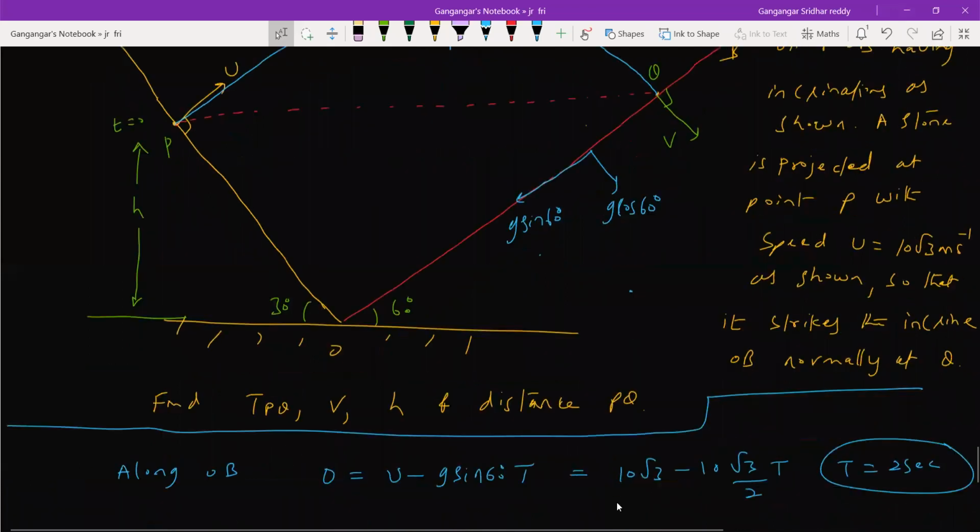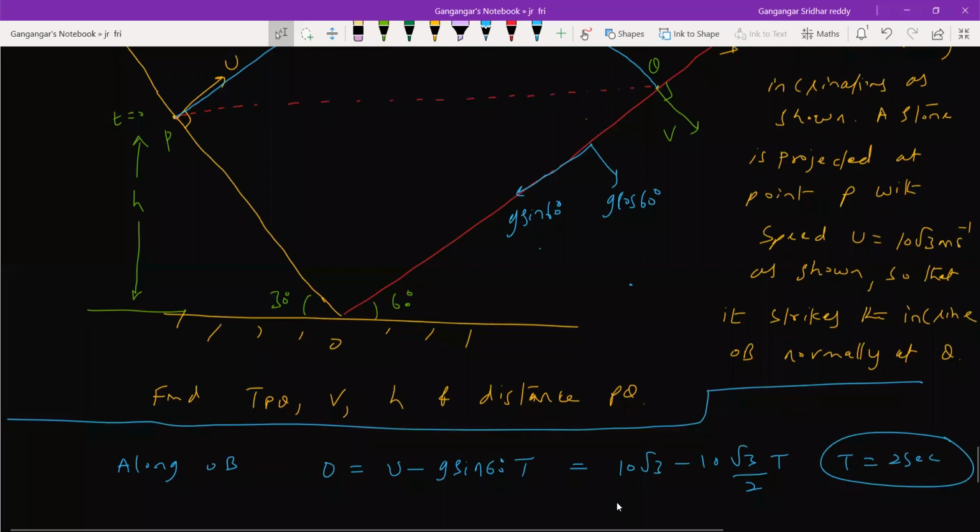Okay, fine. So once we get the time of flight, what is the other thing? He is asking to get the value of V. How to get the value of V? What type of motion will it describe along OB? Retarding motion. Along AO, because of g cos 60 degree, it will accelerate, no? Please make an observation here. Look at the point P now. When it moves from P to Q, how will g cos 60 act? It will act along AO or along PO. So because of g cos 60, it will accelerate. And finally, when it strikes the inclined plane at Q, it will have velocity V.